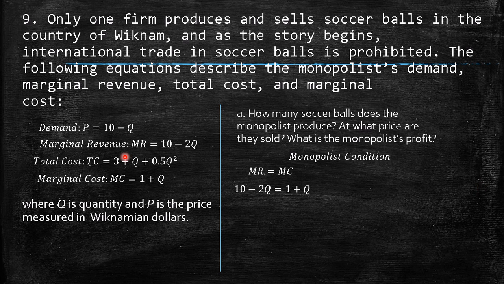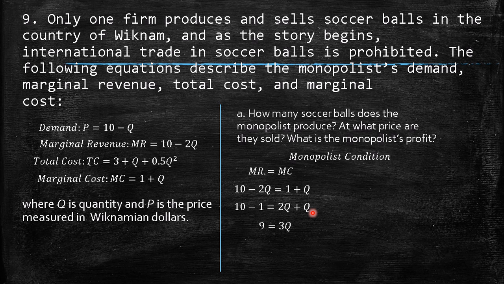Then we replace the marginal revenue, which is 10 minus 2Q, and the marginal cost, which is 1 plus Q, and then we just collect terms. This term goes to the left side as negative, and this one goes to the right side as positive.